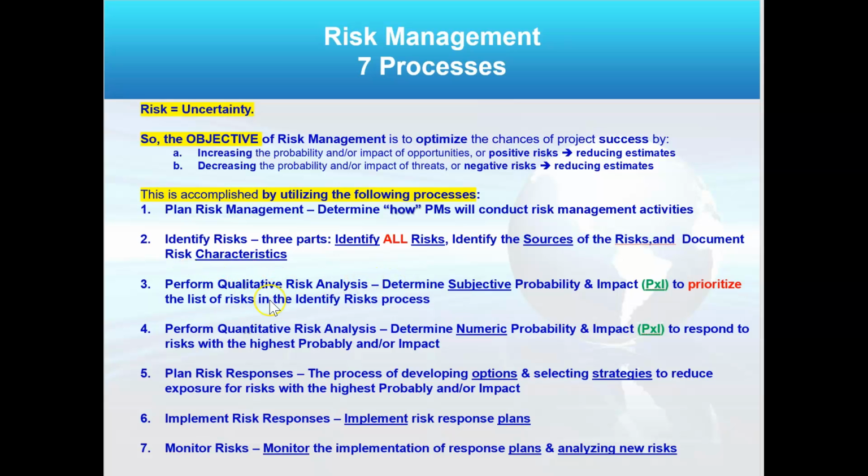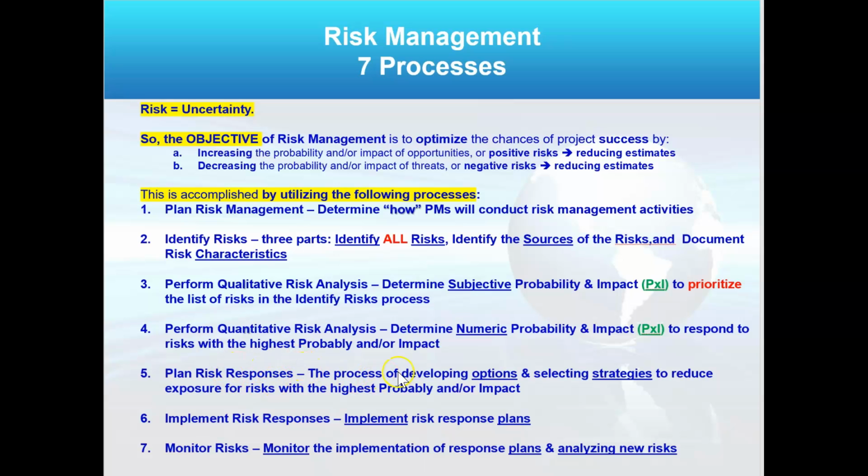I will always do qualitative analysis next, and that's a subjective probability and impact meant to prioritize my list of risks, right? Which one's more important? Which one has the higher probability and impact? Now then I may do quantitative risk analysis, which is considered on the exam a numeric probability and impact. Now I can use numbers for both of them. It's just one is based on expertise. It's done fast, and it's good enough to prioritize. The other is going out and getting market research and other data to support your decisions.